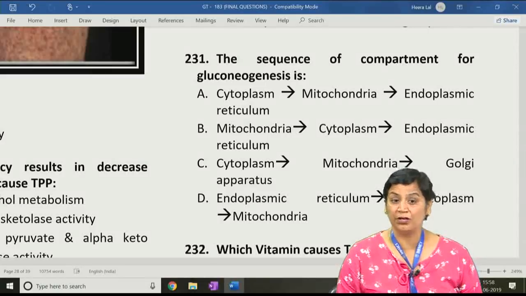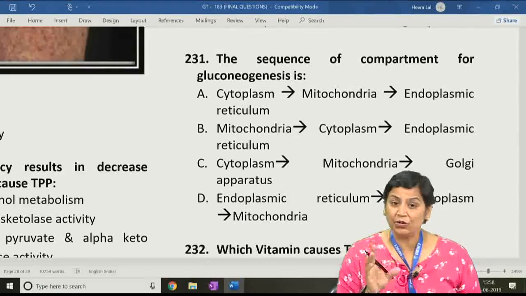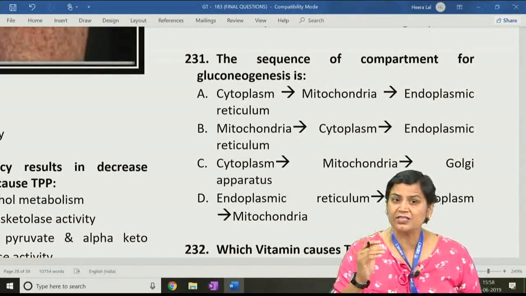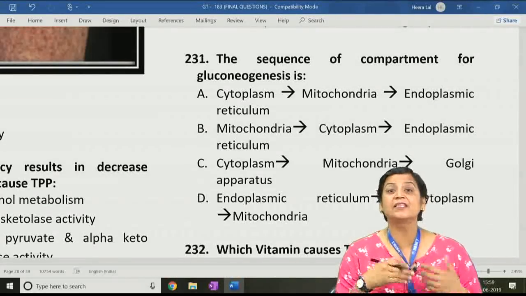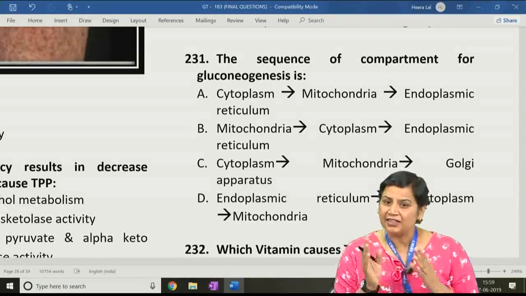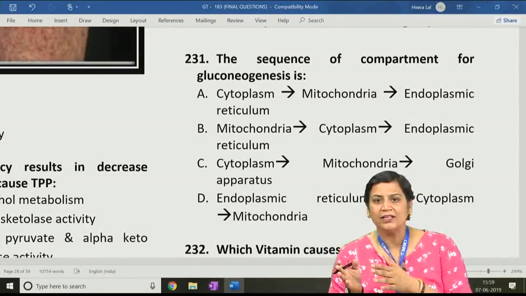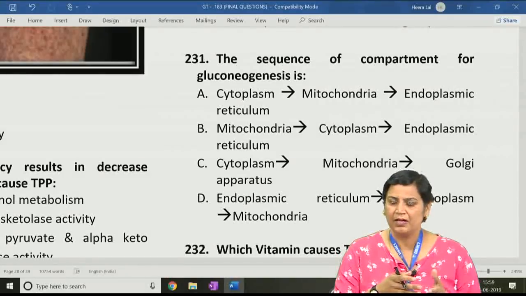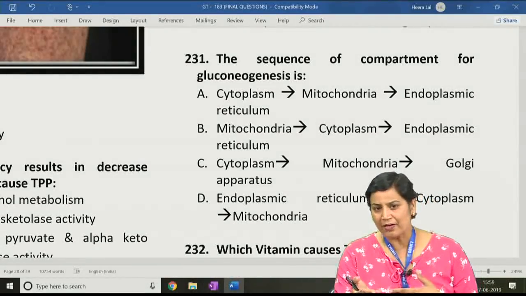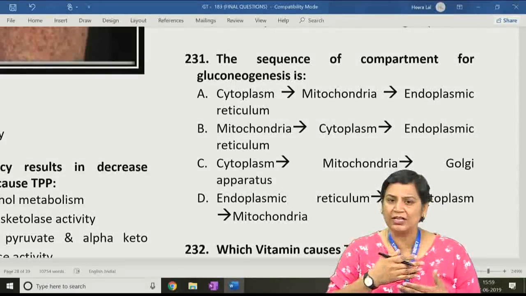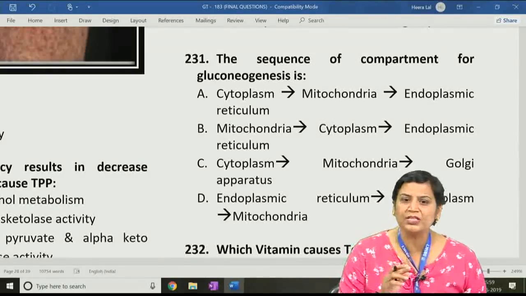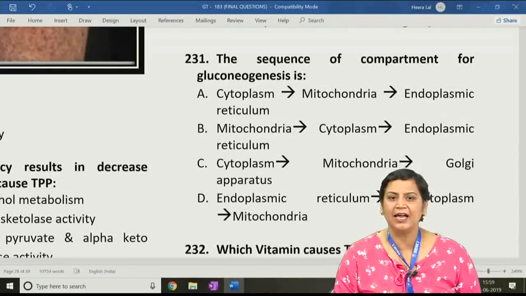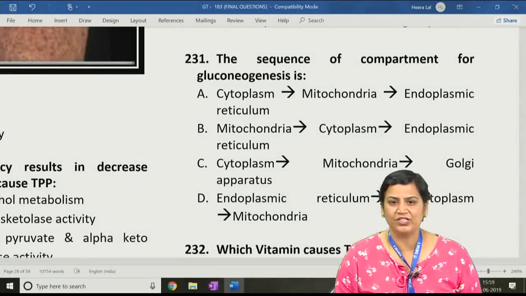This is again a very important question. Gluconeogenesis involves 3 organelles. Mitochondria is where there is synthesis of oxaloacetic acid. Oxaloacetic acid, being impermeable to mitochondrial membrane, is converted to malic acid. This malic acid will be transported from the mitochondria to the cytoplasm, where it will be converted into PEP. Again, gluconeogenesis will occur, reversal of glycolysis is there. The last step, which is conversion of glucose 6-phosphate to glucose, takes place in the endoplasmic reticulum. So the answer to this question is B.